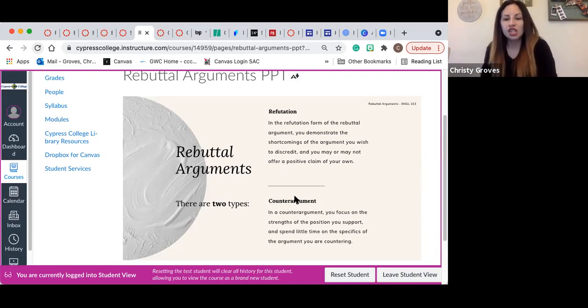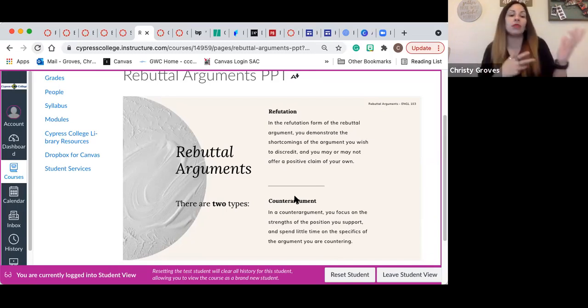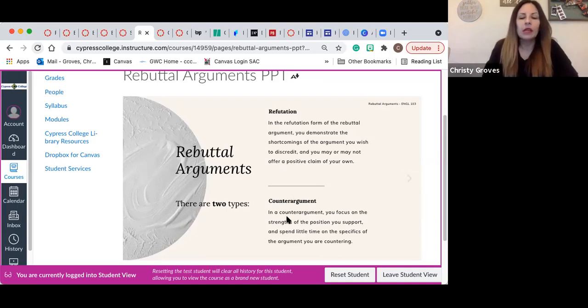So the first one is refutation. In a refutation, you demonstrate the shortcomings of the argument that you wish to discredit. This is when you pick things apart piece by piece. And you may or may not offer a positive claim of your own. So you may or may not say, yeah, they're right about this or not. Or you may say, this is the counter argument and here is why I believe otherwise.